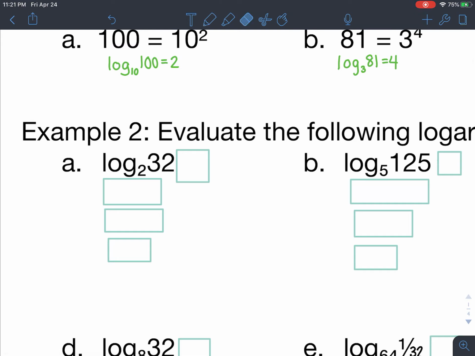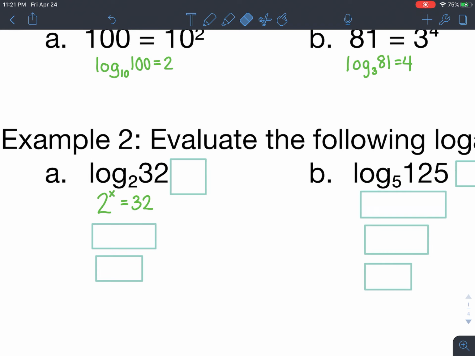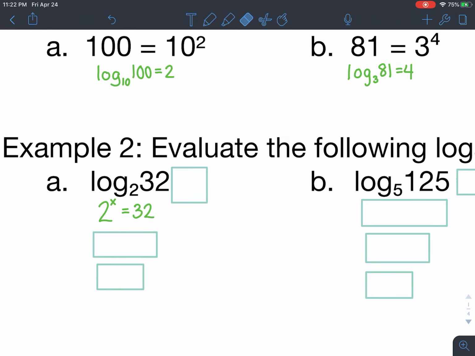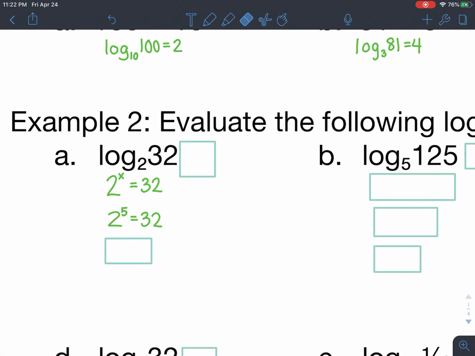So we're going to first say to ourselves, 2 to the something power equals 32. What we're really doing is changing this logarithm equation into an exponential equation, because exponents are more familiar to us. So this means 2 to some power equals 32. Does anybody know what power on 2 will give you 32? Well, that is 2 to the 5th. 2 to the 5th is 32. So that means that our little x is 5.